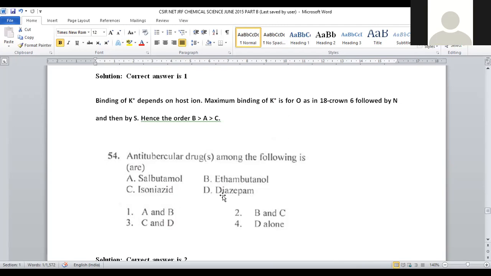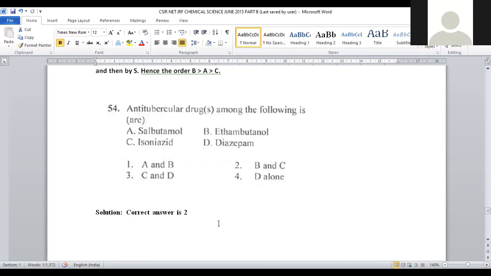Diazepam. Diazepam is the drug used for depression, right? So among all the options, the tuberculosis drugs are ethambutol and isoniazid, option number B and C, which are given in option 2. So for question number 54, option number 2 is the correct answer.